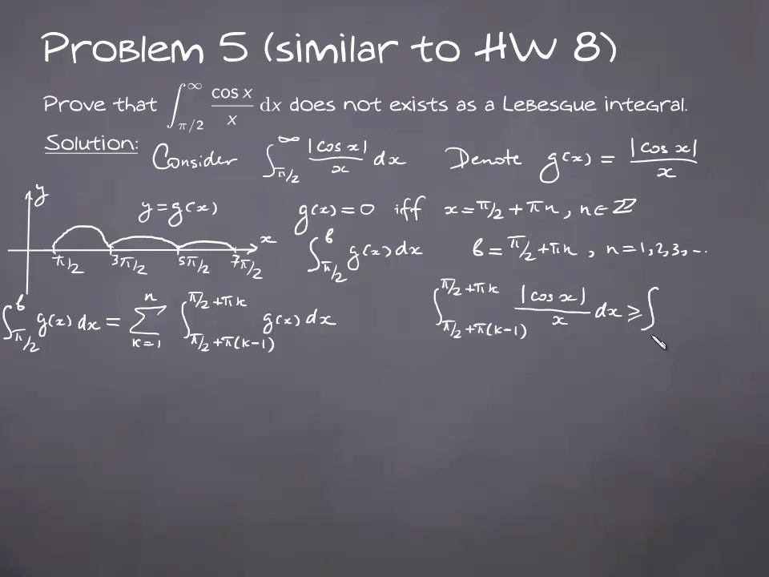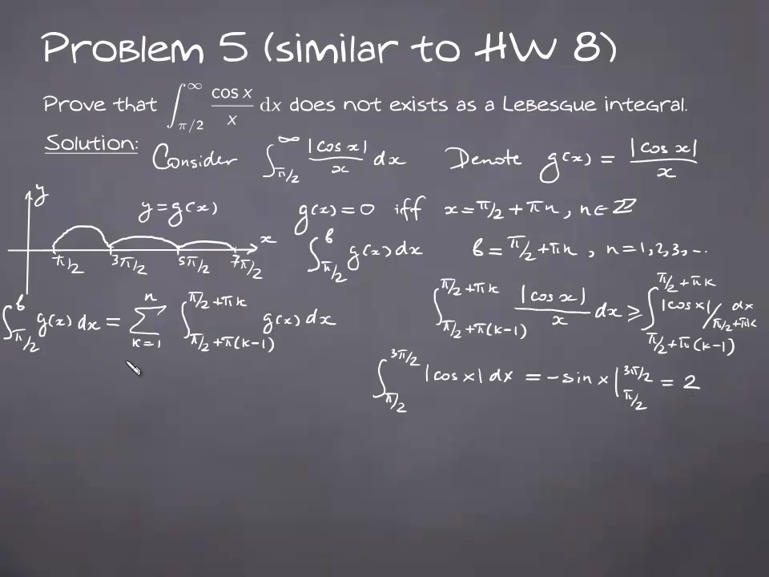So in this case we can approximate the integral below as follows. It will be greater than or equal to the integral over the same region, but now with absolute value of cosine of x divided by pi over 2 plus pi k dx. Now if you want to compute the integral of the absolute value of cosine of x, because cosine of x is a periodic function, it's enough just to consider the integral from pi over 2 to 3 pi over 2. On this interval the cosine function is negative, so the integral will be minus sine of x from pi over 2 to 3 pi over 2, and it is equal to 2.